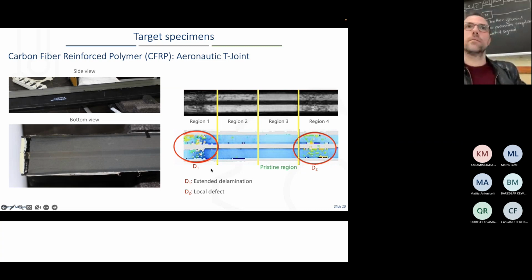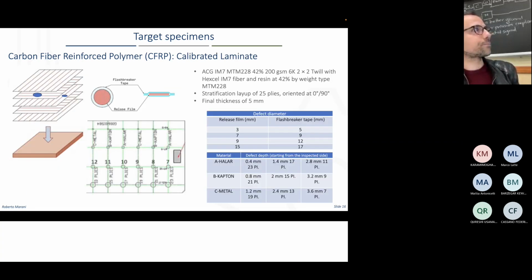So somebody, an expert of ultrasonics, told us that there were 2 different kinds of defects, this extended delamination, D1 here, and a local defect. We can also identify a pristine region. Pristine region means a sound region without any alteration, perfectly homogeneous. And we have used this region as a master. So everything should be as this master region, and we will compare the analysis of thermography with the specific region here. And we will see this point right now.